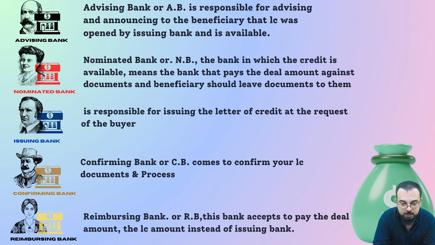About confirming, this service only checks your LC documents, and as an example, if your bank is bankrupt, there will be no responsibility for the confirming bank services. So that is why in a large deal we meet another bank that covers payment risk in LC. Reimbursing bank, or RB. This bank accepts to pay the deal amount, the LC amount, instead of the issuing bank. As you see, a letter of credit could be a complex process.